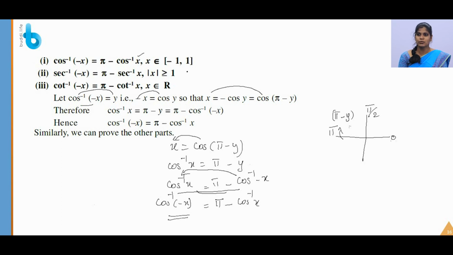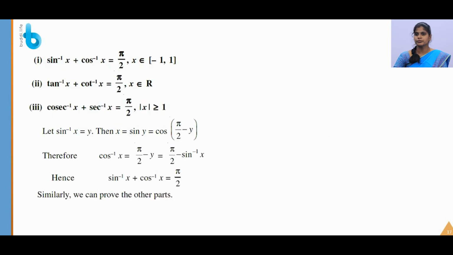Similarly, in the same way you can prove these too. You can just practice on your own. Then we will see the next set of properties. Next we will see these three properties. Sine inverse of x plus cos inverse of x equal to pi by 2, where x belongs to the interval minus 1 comma 1. We will just prove one property now, the first property. The remaining two you can practice in the same way.